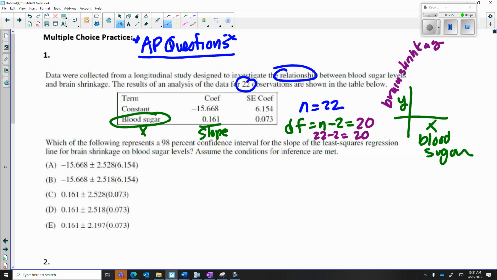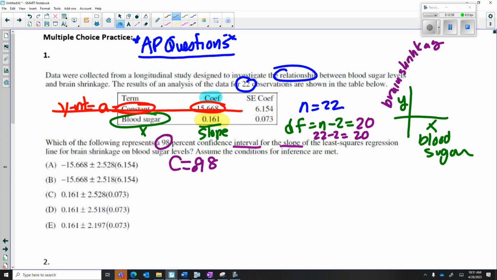It says, which of the following represents a 98% confidence interval for the slope of the least squares regression line. So the first step is you need to find which one is the slope. If you look here, underneath where it says coef, the slope is the one that's not the constant, because the constant is the y-intercept. So make a note to self: constant equals a equals y-intercept. And if you know that's the y-intercept, that's not going to be the answer.